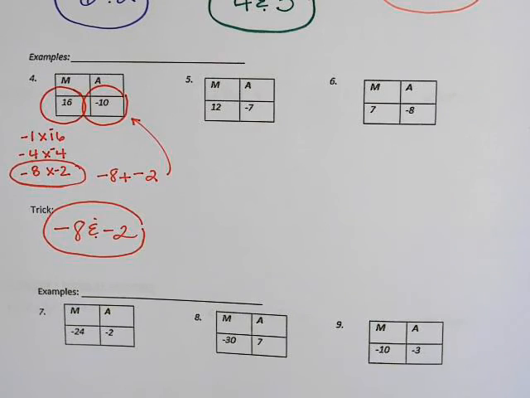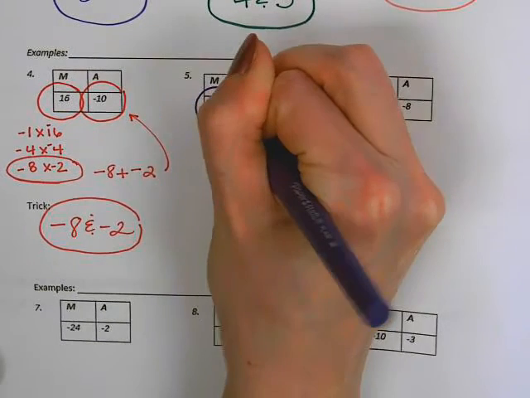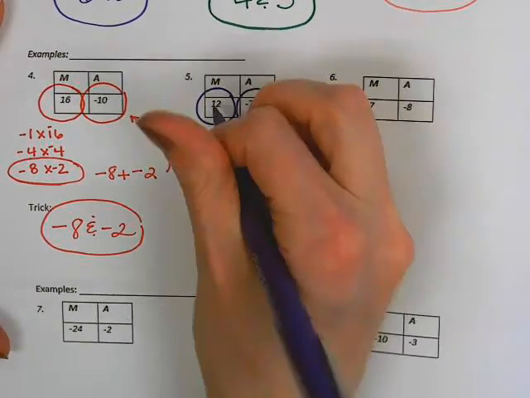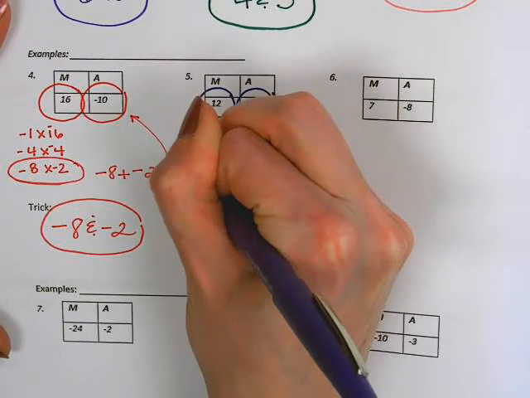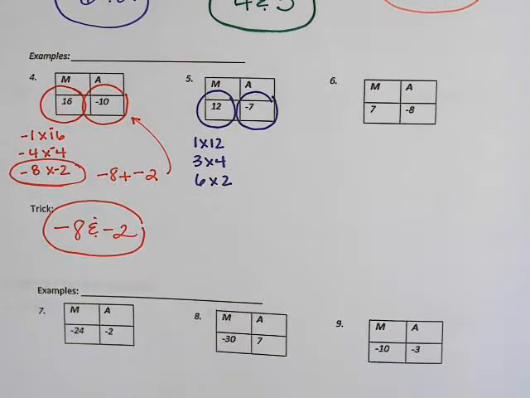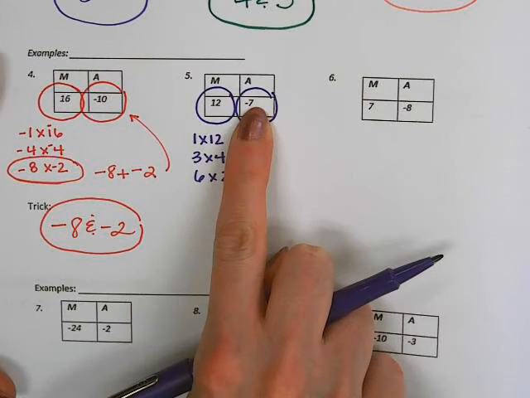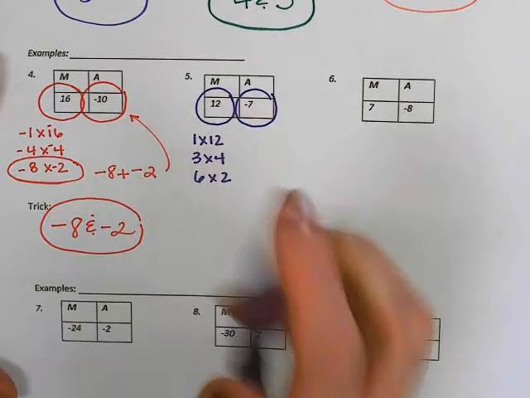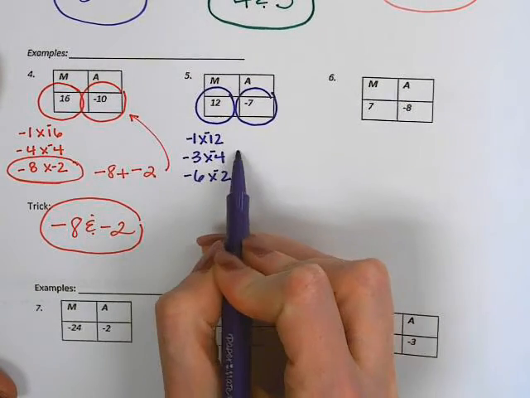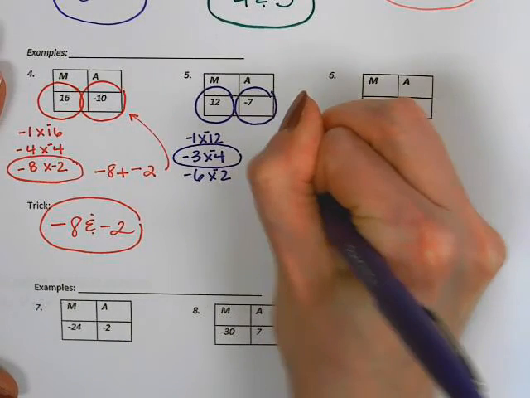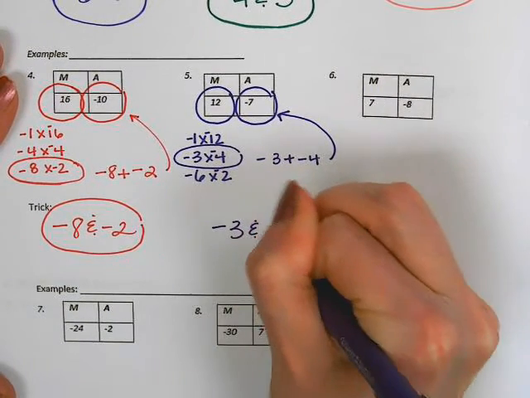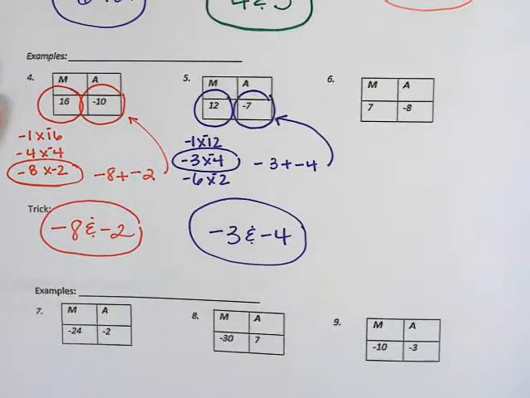Okay, number 5. What are two numbers that multiply to 12 but add to negative 7? Okay, so let's make a list. To multiply to 12, it could be 1 times 12. It could be 3 times 4. It could be 6 times 2. But if you want to add to negative 7, but still multiply to a positive, then what if maybe they were both negative? And then I think it looks like this one works because negative 3 plus negative 4 is negative 7. Okay, so that's your answer. Negative 3 and negative 4.